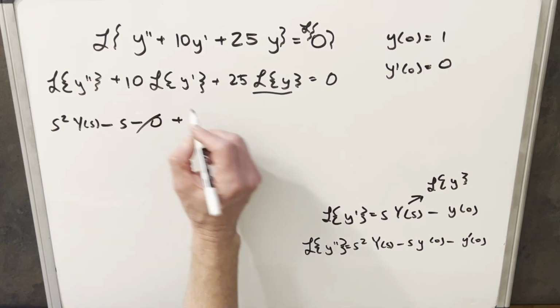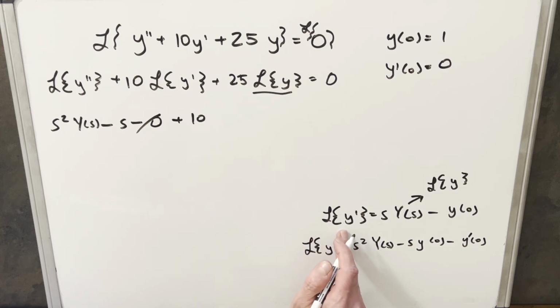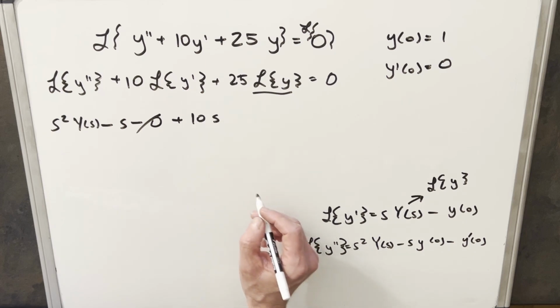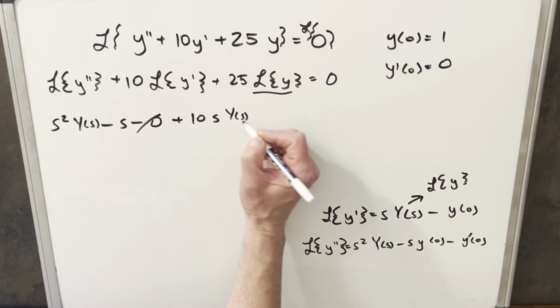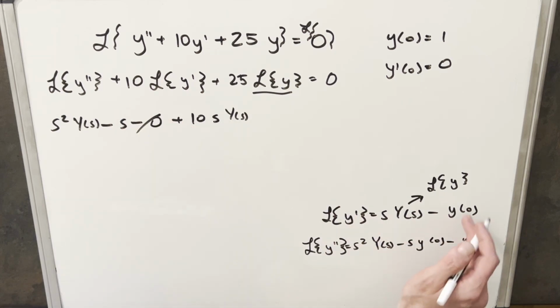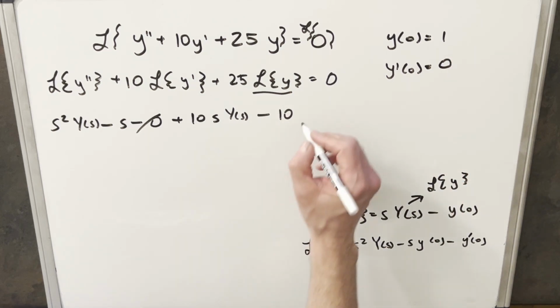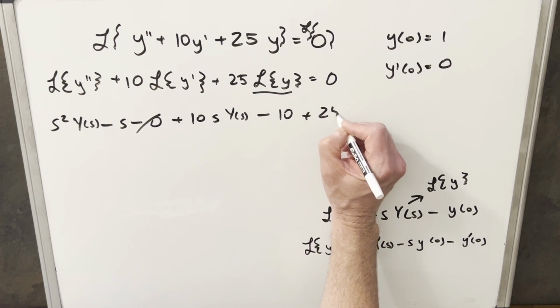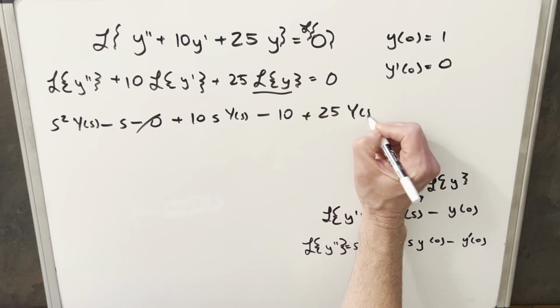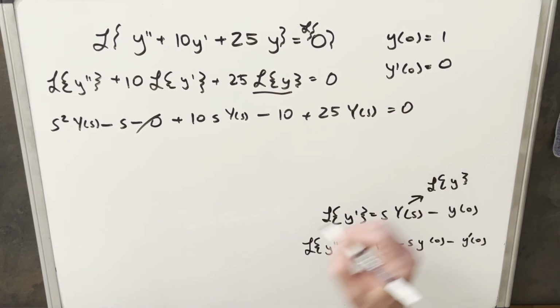Then for this next one, we're going to have 10 times, we'll use this formula for the Laplace transform of y prime. So this is going to give me s big Y of s, and then we'll distribute in the 10, but our y of 0 is just 1, so it's going to give me a minus 10 right here. And then for this last piece, it's going to be just 25 big Y of s. And this is all going to be equal to 0.